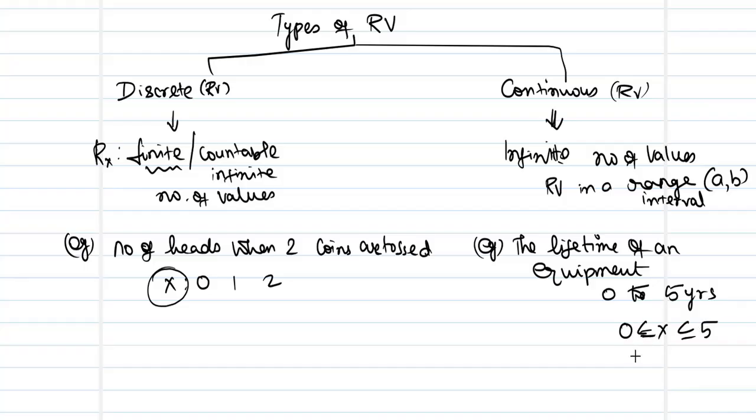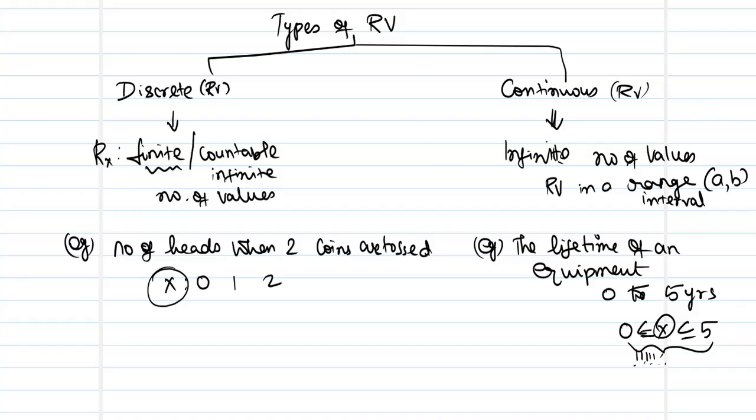So in which case I cannot just pinpoint out like 1, 2, 3, 4 and so on. How many numbers are there between 0 to 5? You have infinite number of values in your interval. So whenever I am defining the random variable in an interval or a range, then it is defined as a continuous random variable.